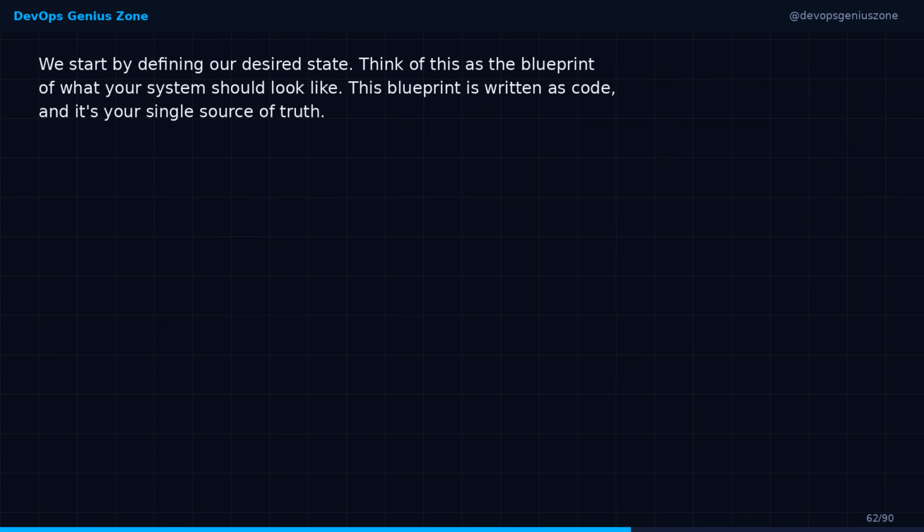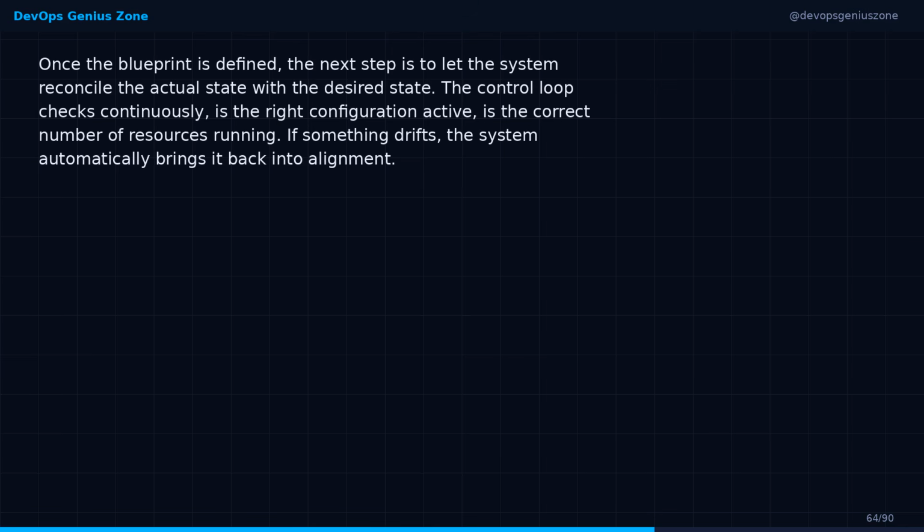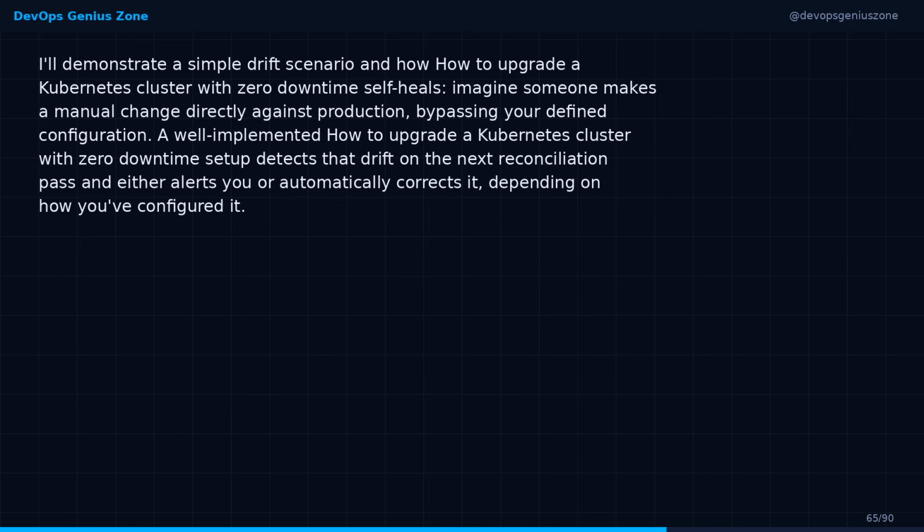Once the blueprint is defined, the next step is to let the system reconcile the actual state with the desired state. The control loop checks continuously: is the right configuration active, is the correct number of resources running. If something drifts, the system automatically brings it back into alignment. I'll demonstrate a simple drift scenario and how the setup self-heals. Imagine someone makes a manual change directly against production, bypassing your defined configuration. A well-implemented setup detects the drift on the next reconciliation pass and either alerts you or automatically corrects it, depending on how you've configured it.